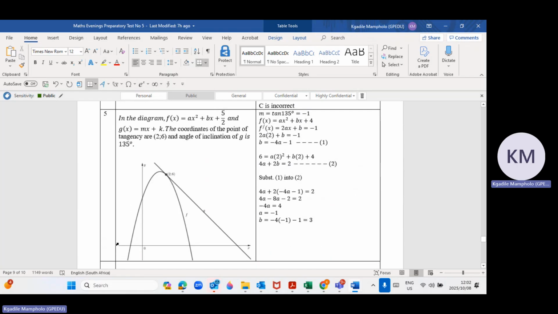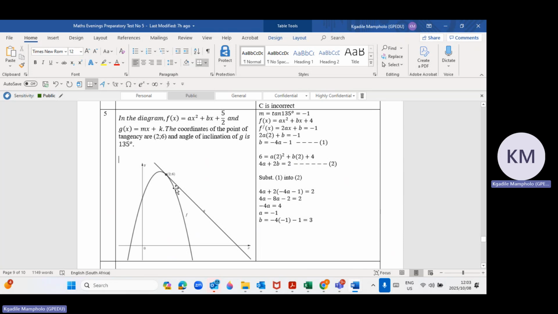Number 5. In the diagram, f of x equals ax squared plus bx plus 5 over 2, and g of x equals mx plus c. The coordinates of the point of tangency are (2, 6), and the angle of inclination of g is 135 degrees. We know that at the point of tangency, the gradient, x and y are equal for the two graphs.